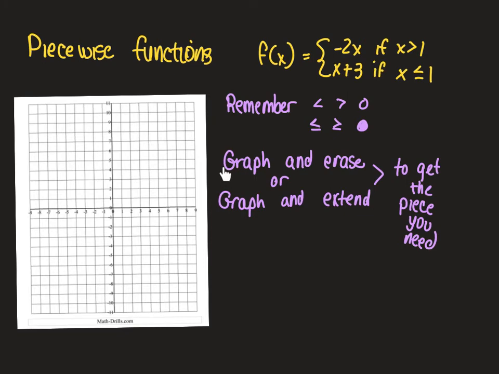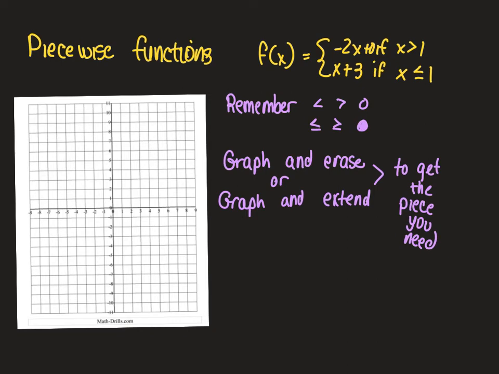So our directions are going to be graph and erase, or graph and extend, so that we get the piece that we need. We want only this piece. We want to graph this line, but we only want the pieces where x's are greater than 1. We're going to graph this line, and we only want the pieces where x is less than or equal to 1.